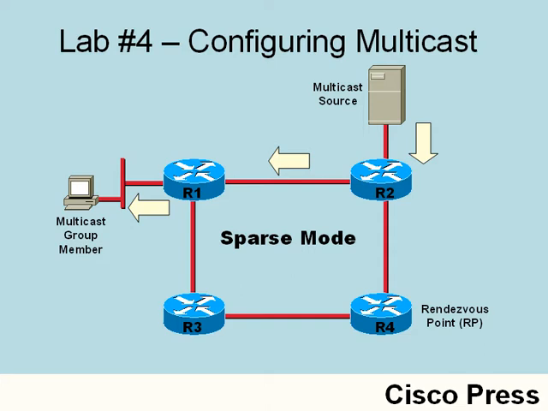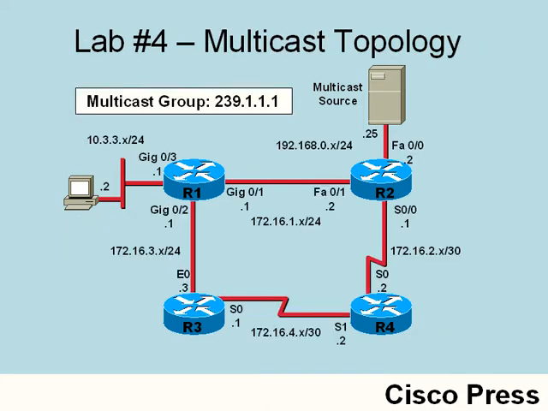We end up with the same final steady state that we had in the dense mode description we just went through. However, we avoided that initial flood and prune behavior, and we're also going to be avoiding that flood and prune behavior that happens by default every 3 minutes in our network. So we're going to tend to use Sparse Mode in our configuration. Let's take a look at our specific topology that we're going to be working with.